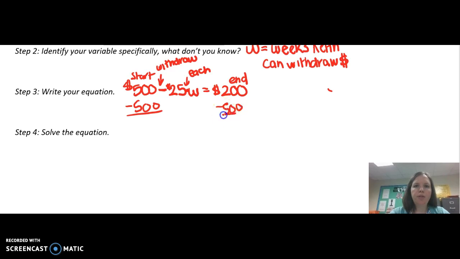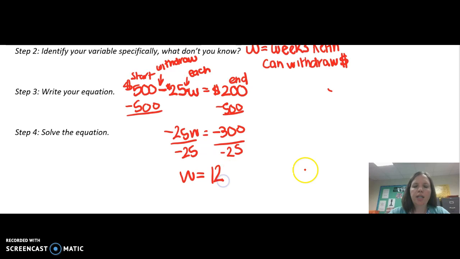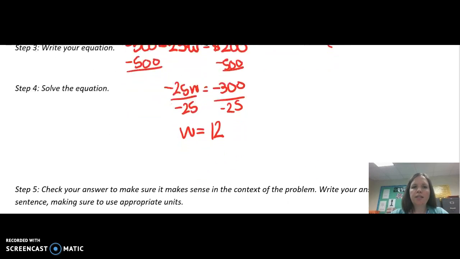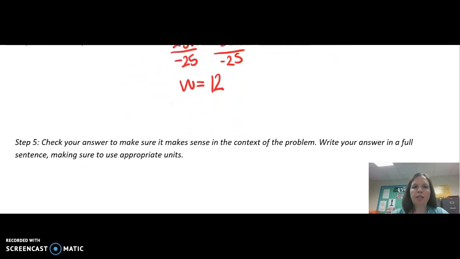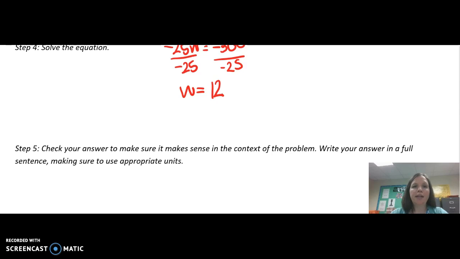Minus 500 from both sides. I have negative 25W equals negative 300, and then I can divide to get W below. So W is equal to 300 divided by 25, which is 12. So my final part of this, and this is the one I said is the most important, is check your answer to make sure it makes sense. Like an answer of negative 12 weeks would not make sense. That told me that maybe I did something wrong with my negative sign.